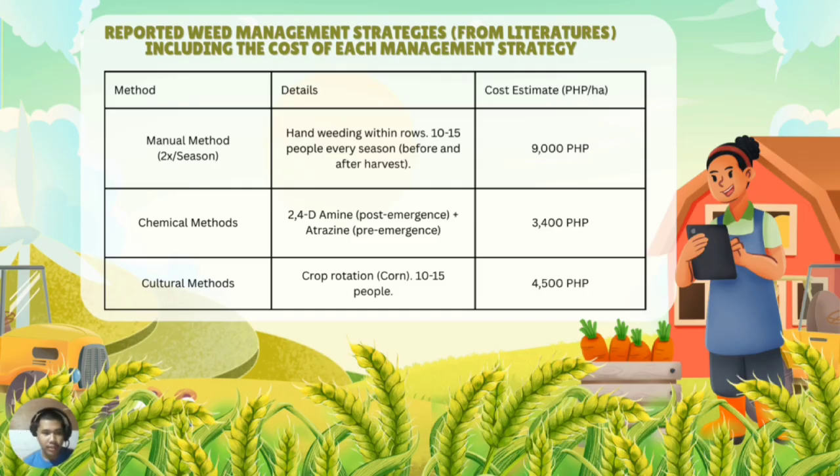There are three methods: manual, chemical, and cultural methods. Manual methods is hand weeding within rows, 10 to 15 people every season before and after harvest. The cost estimate is 9,000 pesos. Second is chemical methods, which is 2,4-D amine post-emergence and atrazine pre-emergence, at a cost of around 1,200 pesos. And lastly, the cultural methods, crop rotation, 10 to 15 people. Its cost estimate is 4,500 pesos.